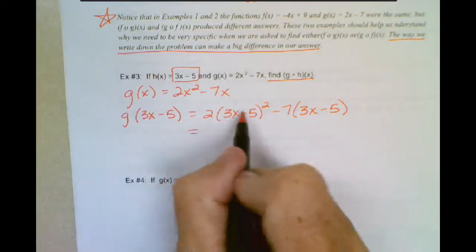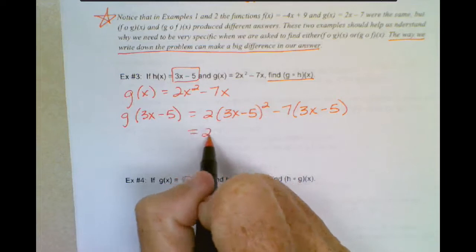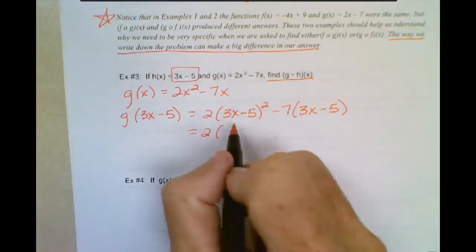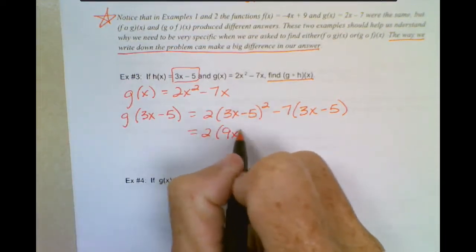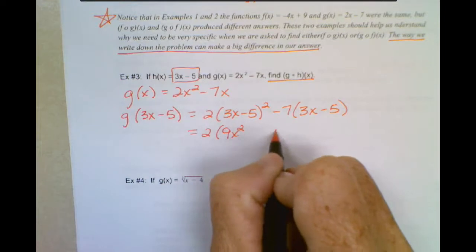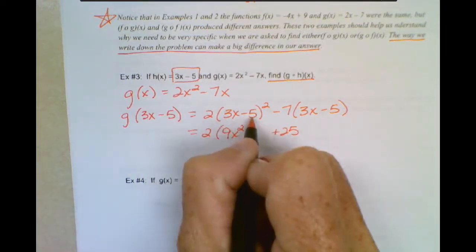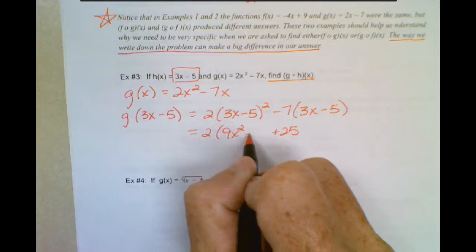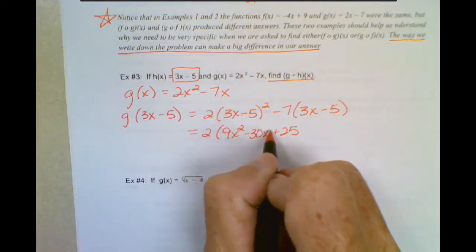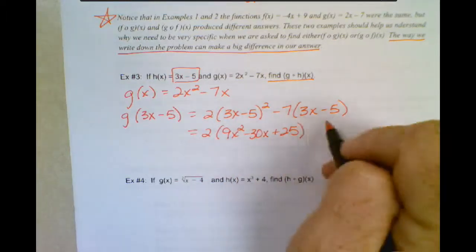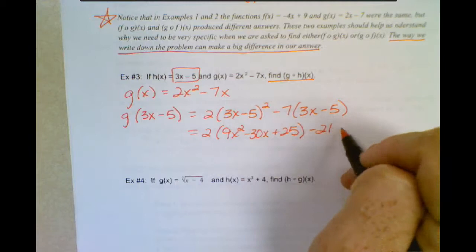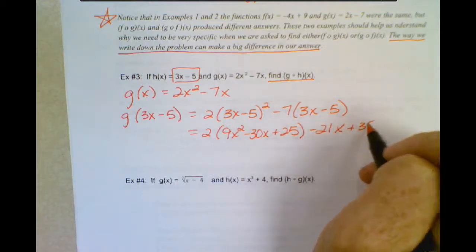To simplify that, let's use the trick I showed you in class. 2 times 3x minus 5 squared; PEMDAS makes us do this first. 3x squared is 9x squared. Negative 5 squared is 25. 3x times negative 5 is negative 15. We need to double that for the middle term, so we get negative 30x. Simplifying this parentheses, we get negative 21x plus 35.